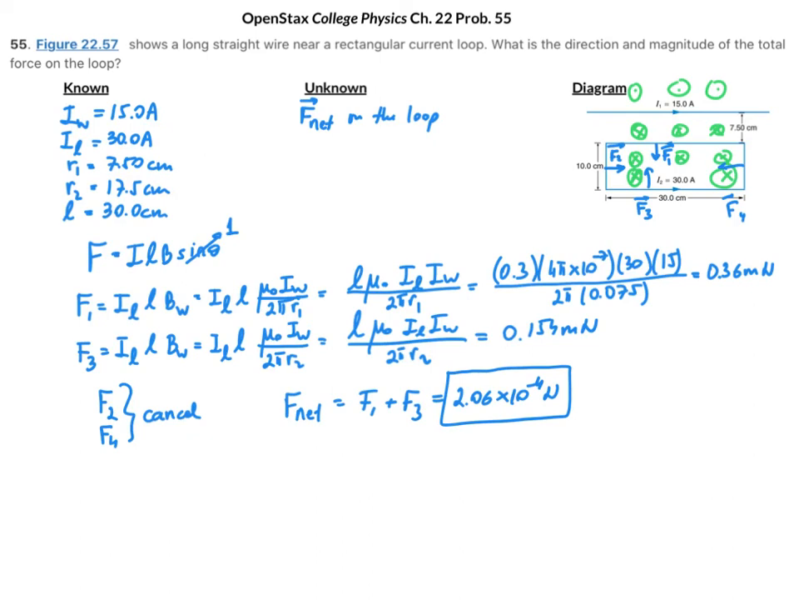Millinewtons sounds kind of strange. And since F1 is larger than F3, because it's closer, that means that the net force will be repulsive. So the loop will be repelled by the current-carrying wire.